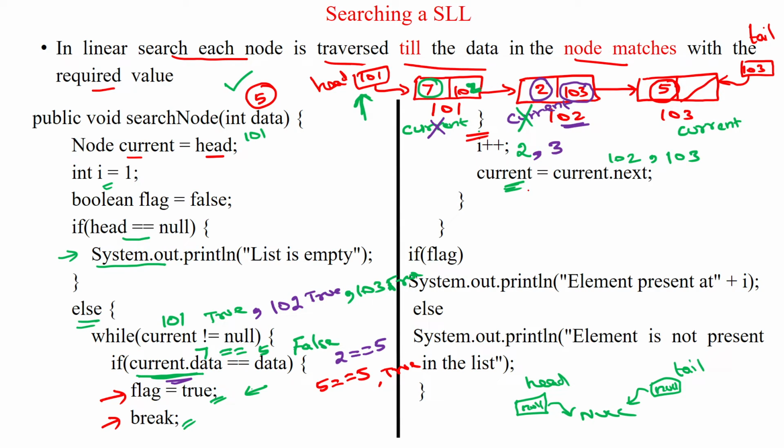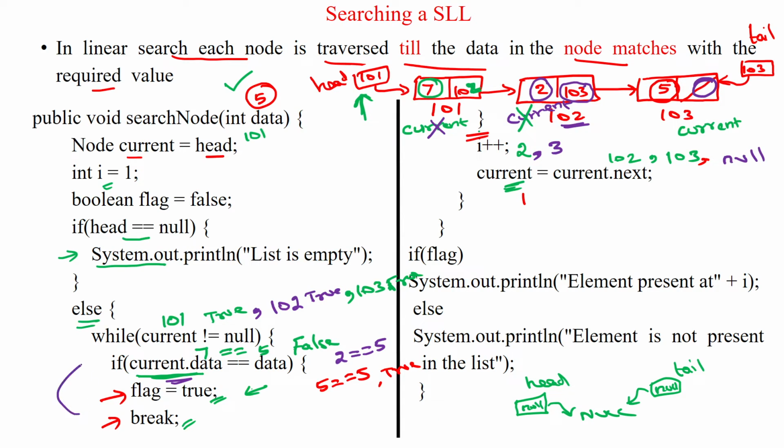Now current equal to current dot next. Current is 103, and now it is updating to null. Current dot next is null. You look at here, current dot next is null. So the null value is updated to the current.